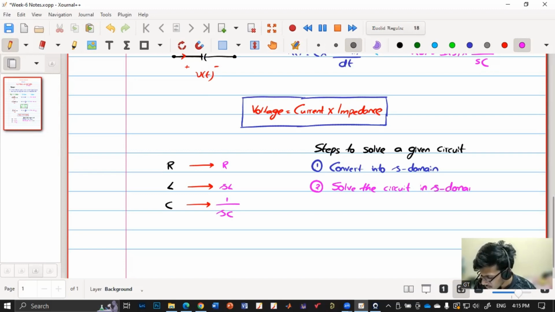Okay. Now in the third part, I'll use a different color. After getting, say, they're asking current in a particular branch, I have solved the current in that branch. So now I got I of S, but I need I of t. So we apply inverse Laplace transform and get back into time domain. So now apply inverse Laplace transform.